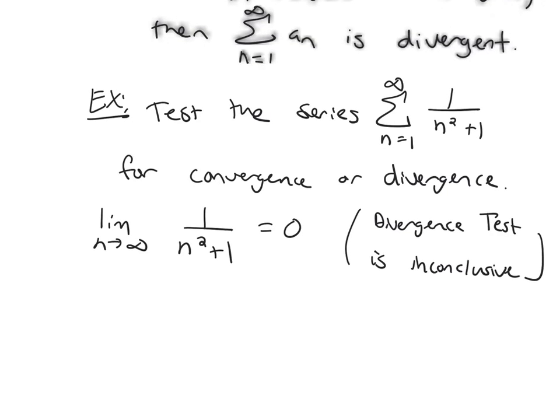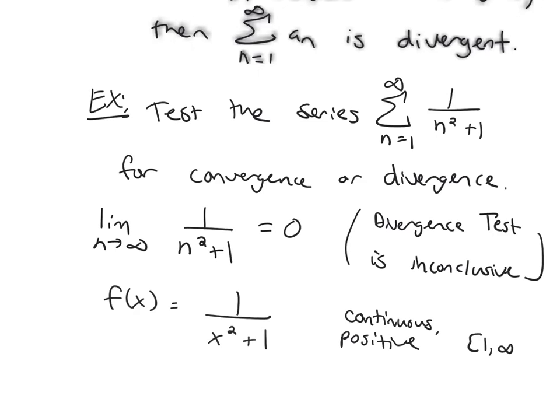So I convert this into a function. Is this function going to be continuous? I'm dividing. What's the only number we can't divide by? 0. Is the denominator ever 0? No, it's always at least 1, right? So this function is continuous, and the denominator is positive and the numerator is positive, so it's going to be positive on my interval 1 to infinity.